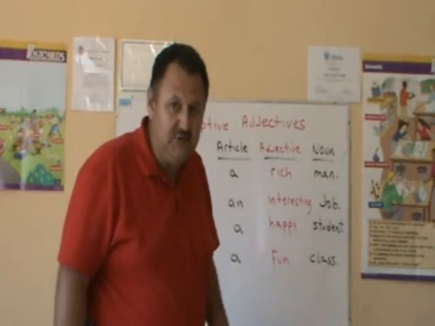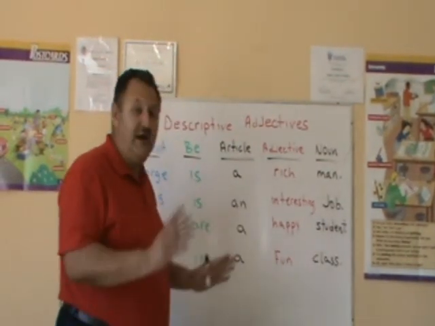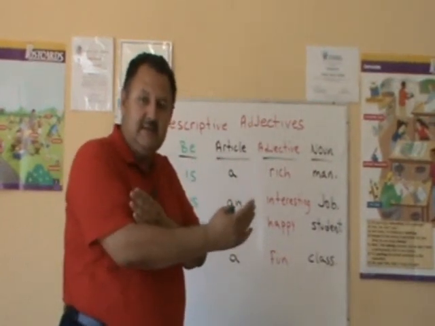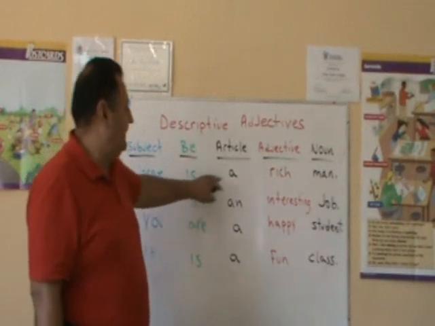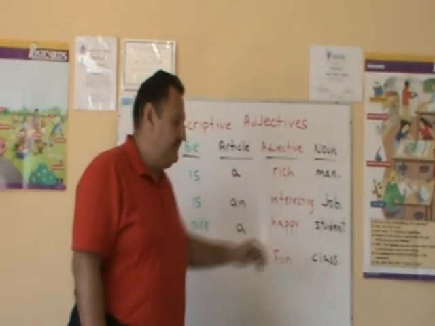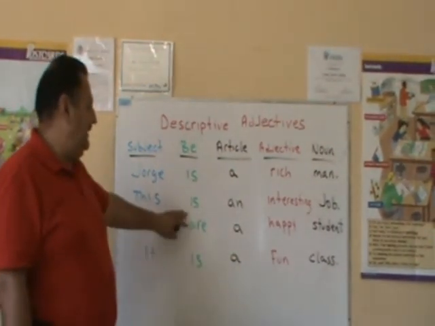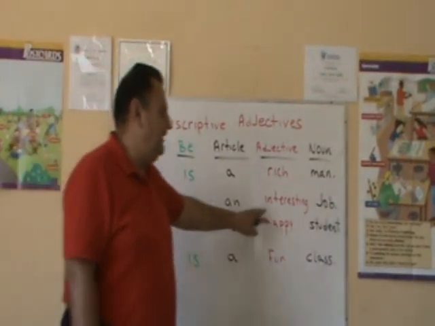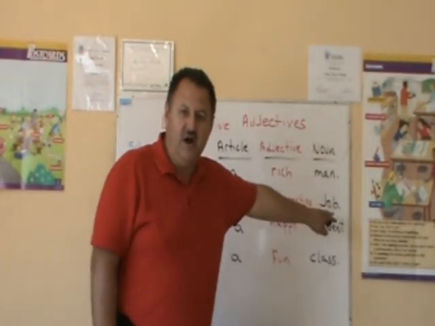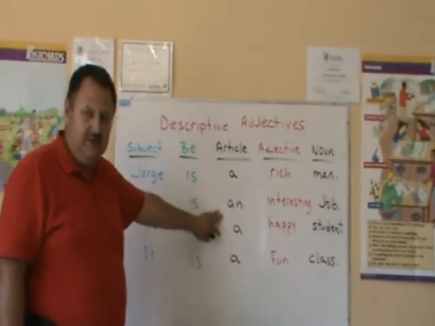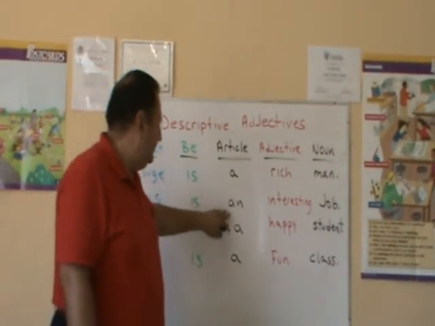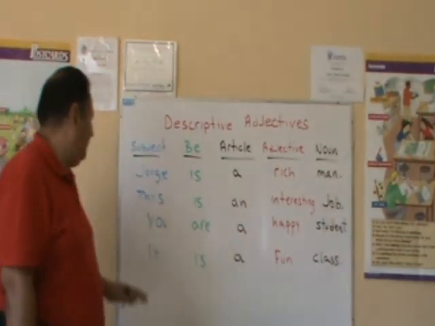Okay, are you paying attention? That is why sometimes the adjective is at the end, sometimes it's before. Jorge is a rich man. This is an interesting job. We added job, therefore we add the article. Okay? This is an interesting job.